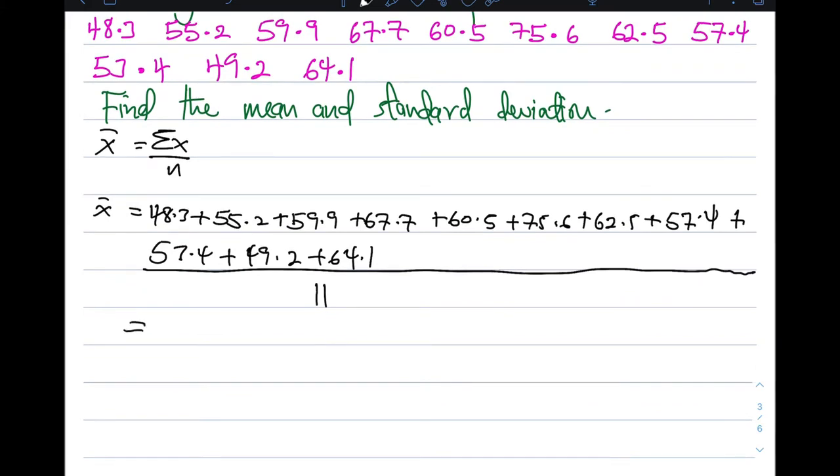All right, so that means that from our calculator we have 653.8 over 11, and this should give us 59.4, and this is correct to 3 significant figures. All right, so that is the mean.